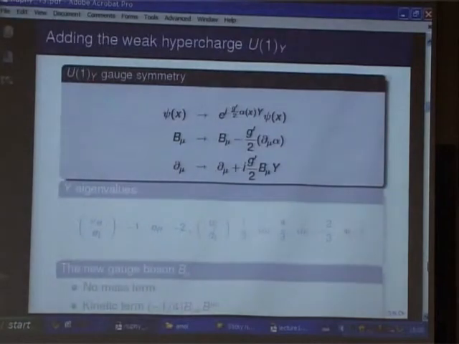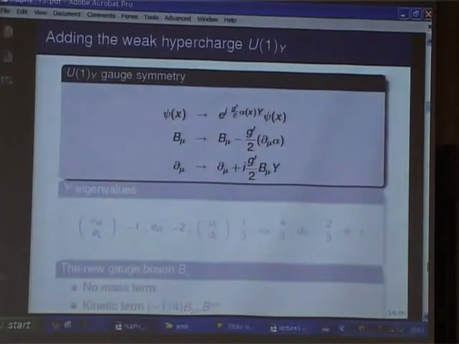So formally speaking, this is what we do. Looking at the first line, if I have a wave function psi, which is a field in my theory, I can multiply it by a phase factor, parameterized like this: e to the power i, g prime by 2 is a coupling constant, alpha of x is a function of x, so it can be different at every point in spacetime. So it is local, independent at each point. And Y is the hypercharge.